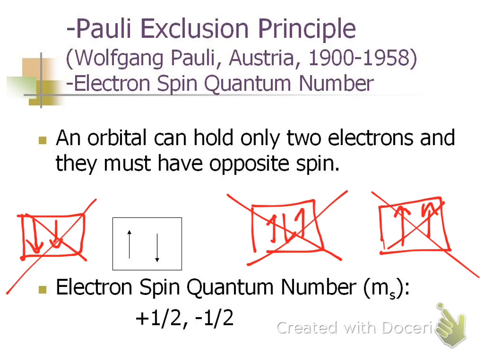Okay? And the rule is only 2 electrons per orbital. Only 2 electrons per orbital. So really the only thing the Pauli Exclusion principle says is 2 per orbital and opposite spins of the electrons. Okay?